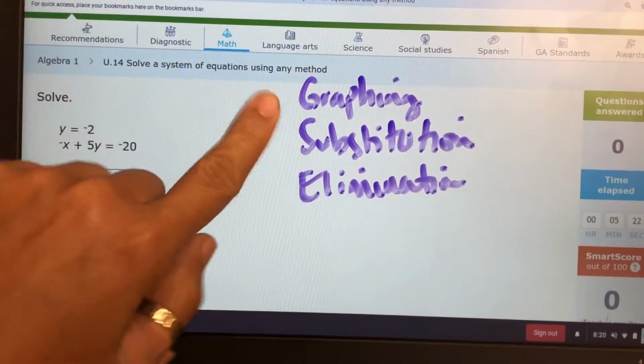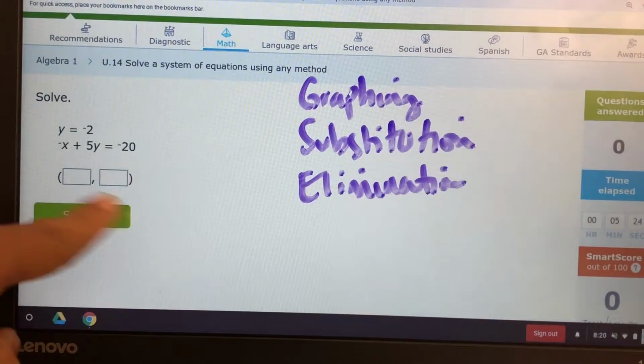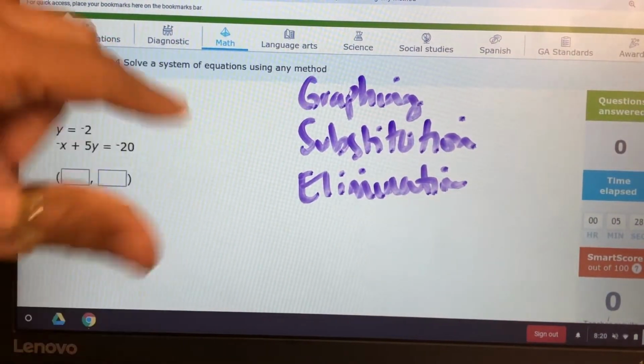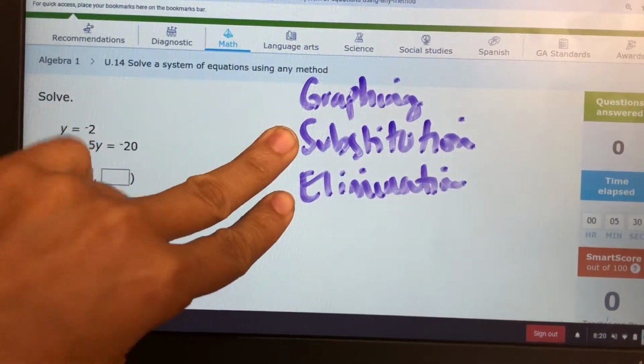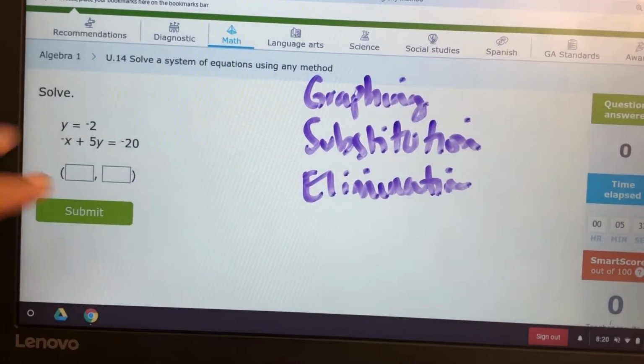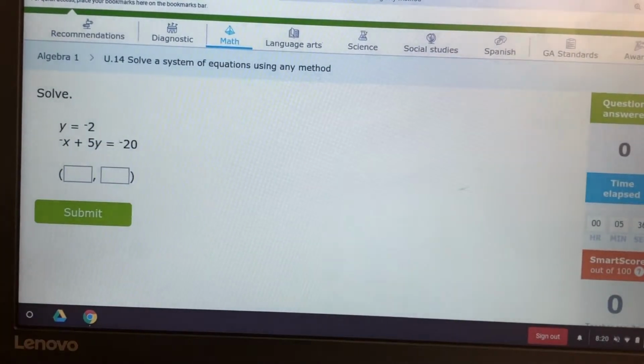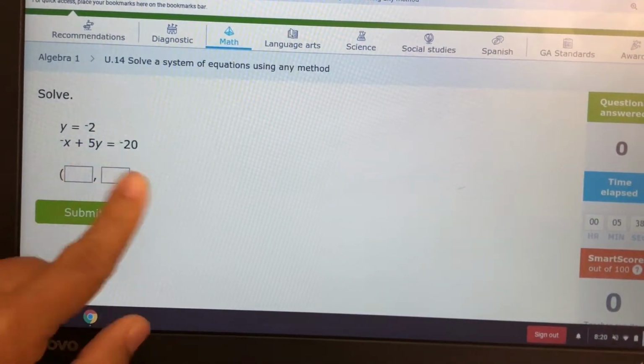Personally, graphing is probably the easiest one, but if you need something exact and it's not multiple choice, it's a little bit harder to do because you have to be so exact. Then substitution and elimination depends on the question. So for example, if I look at this question, I have y equals -2, and then I have all of this.